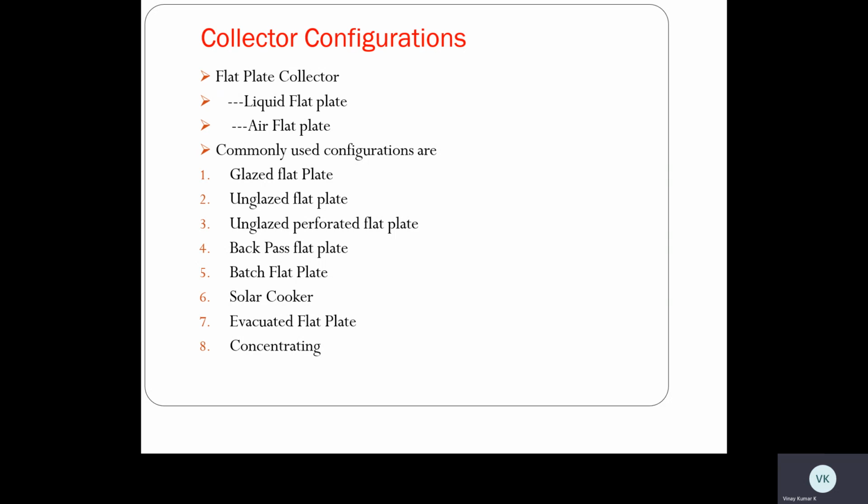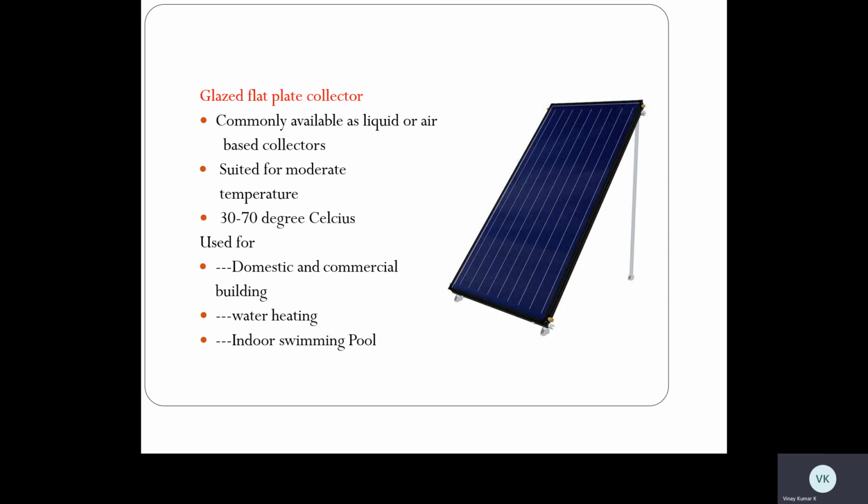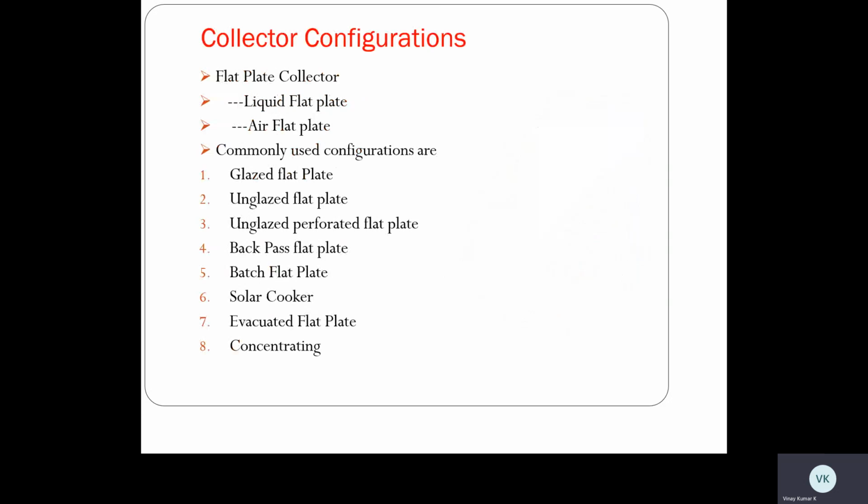Flat plate collectors with flat reflectors. Concentrating collectors means these kinds of collectors will have flat reflectors. That's why they are called concentrating collectors. So till now there are about 8 to 9 commonly used configurations in solar flat plate collectors. Let's see one by one what is meant by glazed, unglazed, perforated, backpass, batch, flat, solar, evacuated, concentrating. We can see in detail one by one.